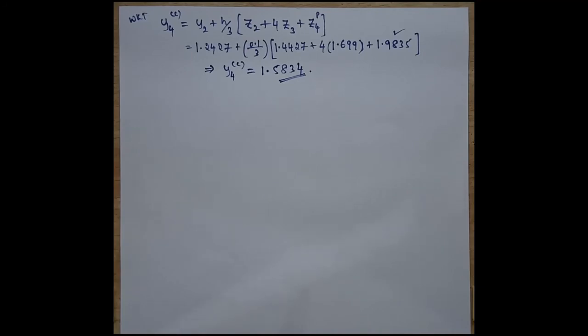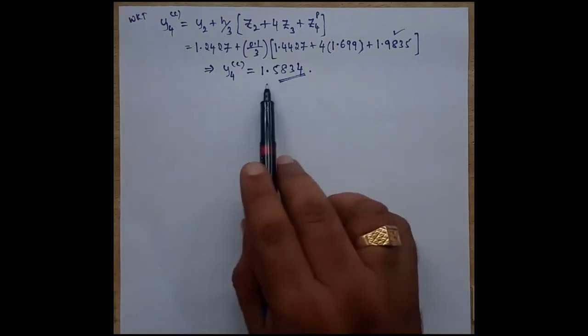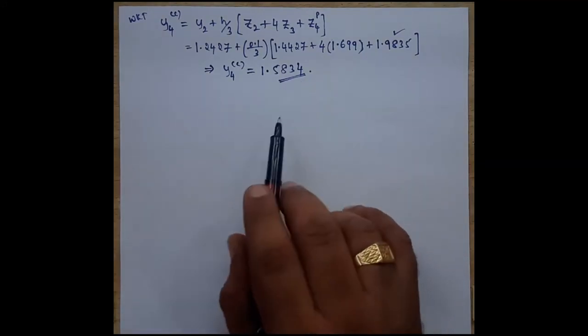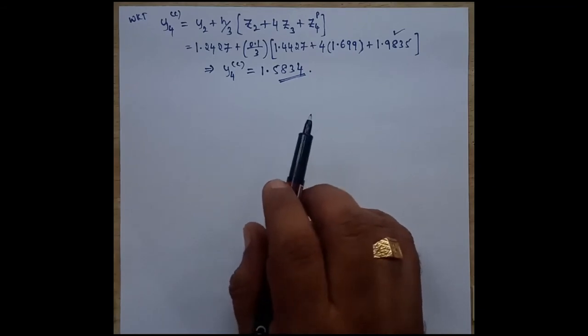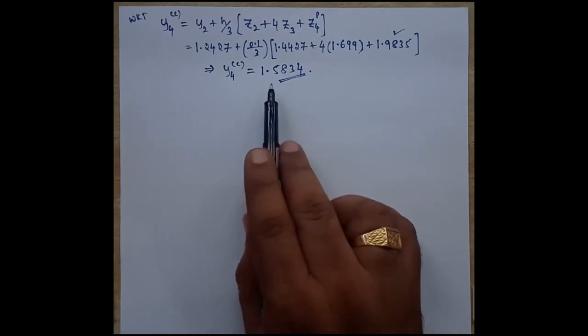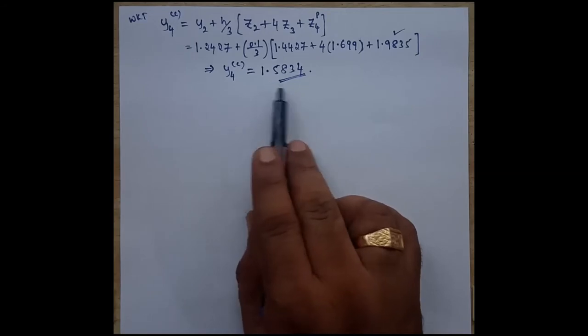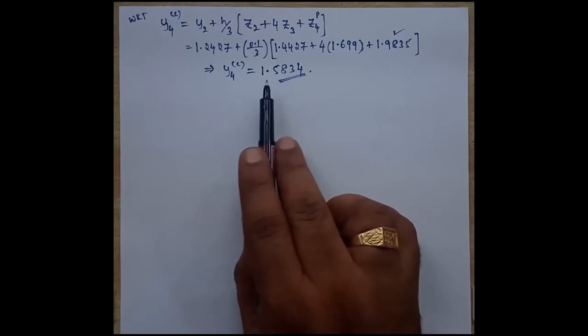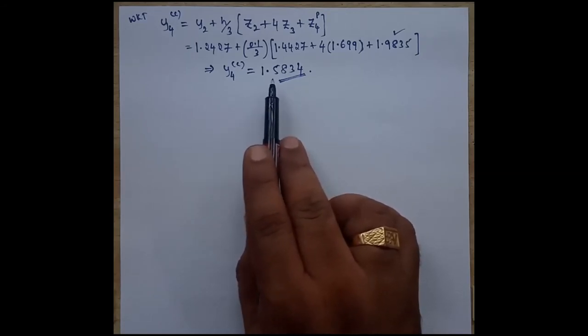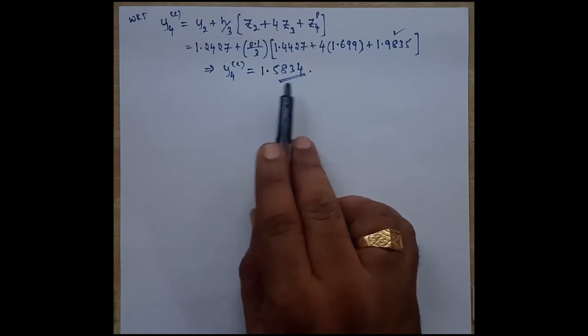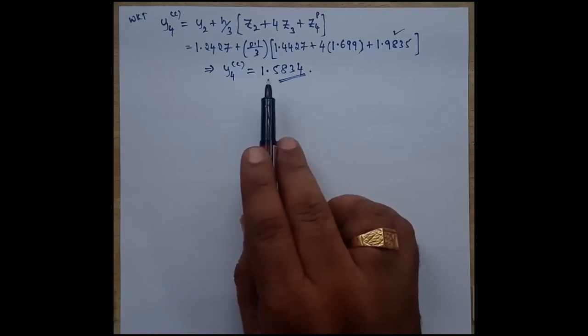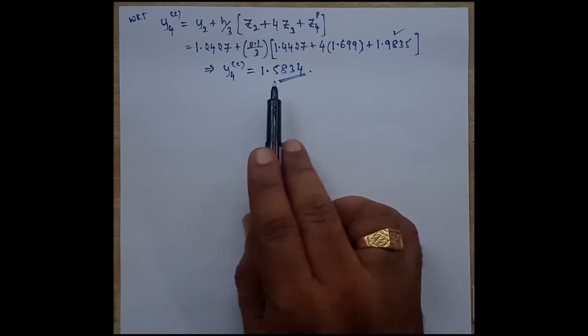So you can observe that the predicted value of Y is 1.5835. The corrected value is 1.5834. So you have started getting consistency. So you should get like this. The corrected value should be around the predicted value only. You should not get a much difference. If you get a difference, so 100% there is some mistake. So this is the corrected value for Y we got.